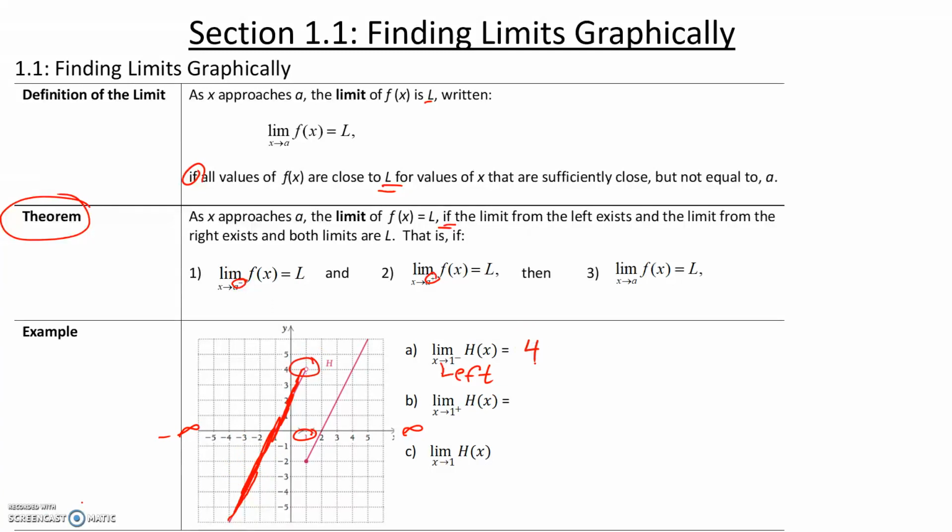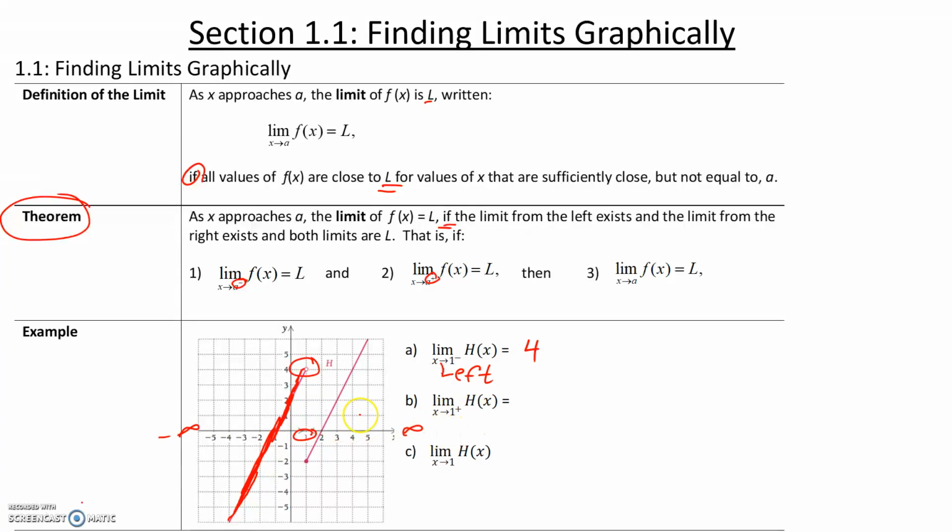Remember, by the theorem, which values of f of x are we very close to? In other words, which values of y are we getting very, very close to? So in this graph, as x approaches 1, the y values are getting very, very close to 4, coming from the left.